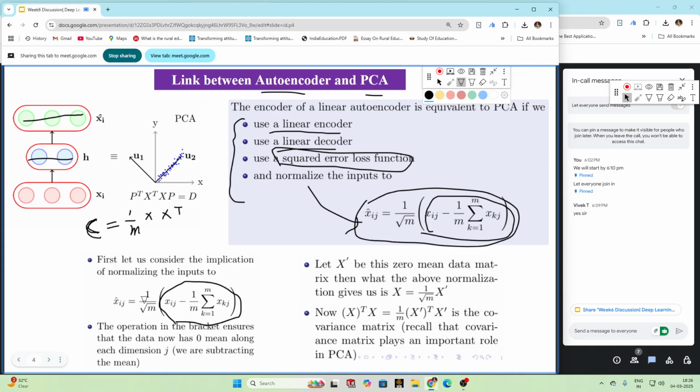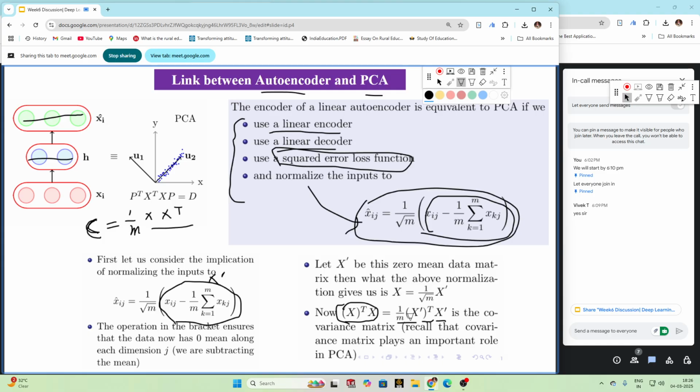The second thing is, what is this 1 by root m? See, this is our formula to find the correlation matrix, X transpose. If our X equals this, and X transpose is similar, then what will be our X transpose X? That will be 1 by m, X transpose into X dash. If we consider this bracket term as X dash, we can write this X transpose into X matrix for finding the eigenvector or eigenvalue.